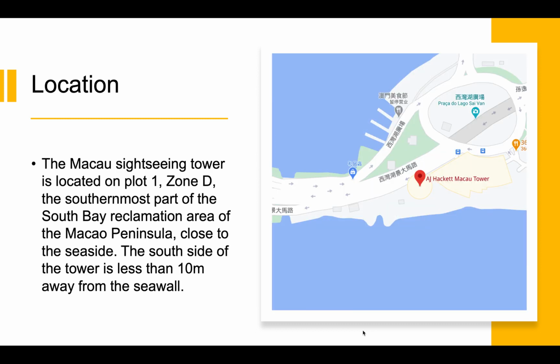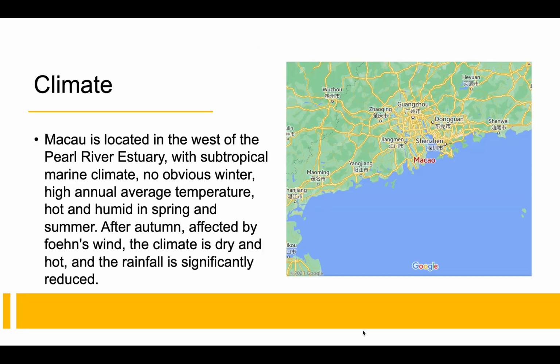Macau Tower is close to the seaside, and the south side of the tower is less than 10 meters away from the seawall, but the car can go to the dock and any place in the city. The traffic is very convenient.